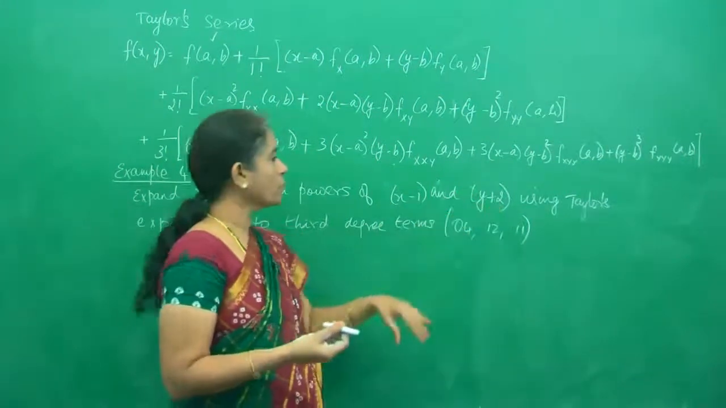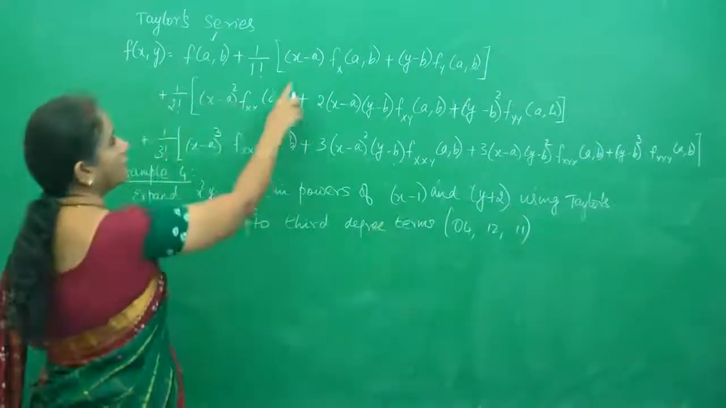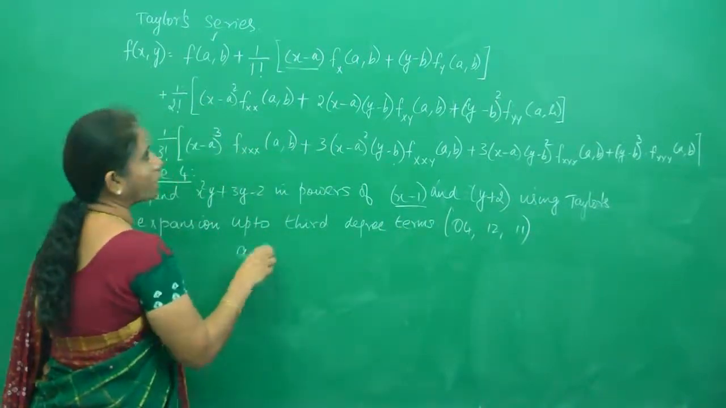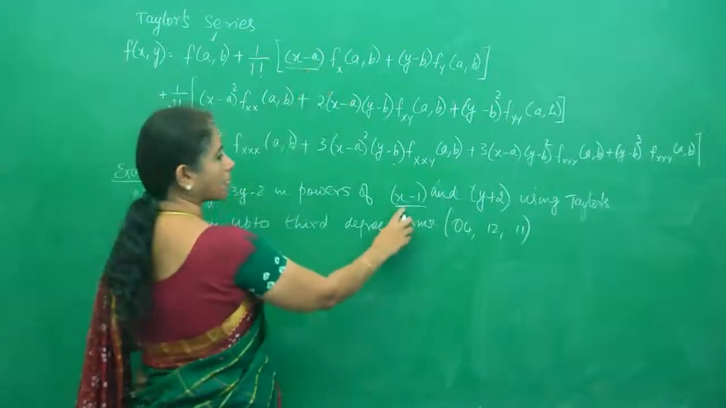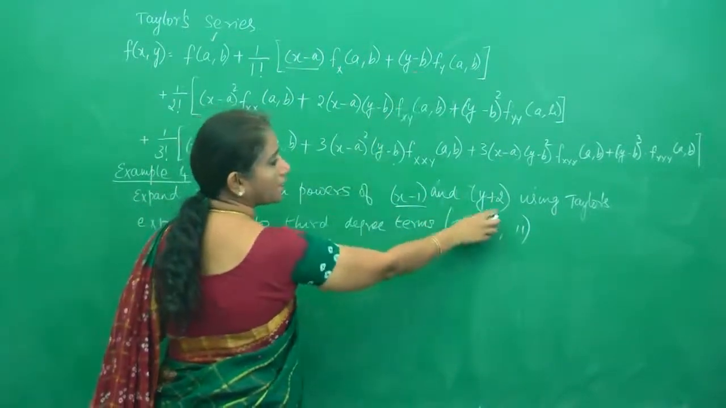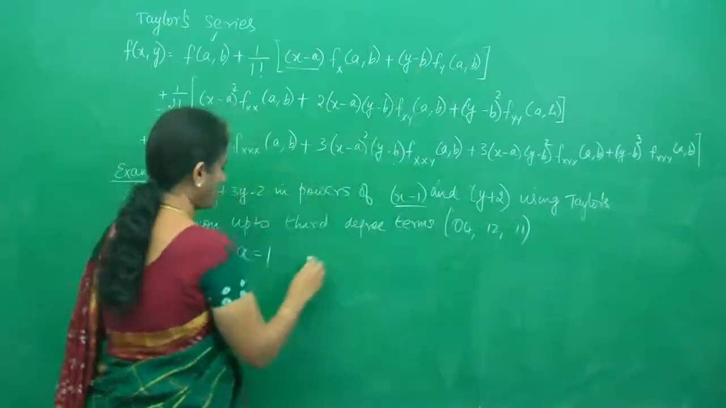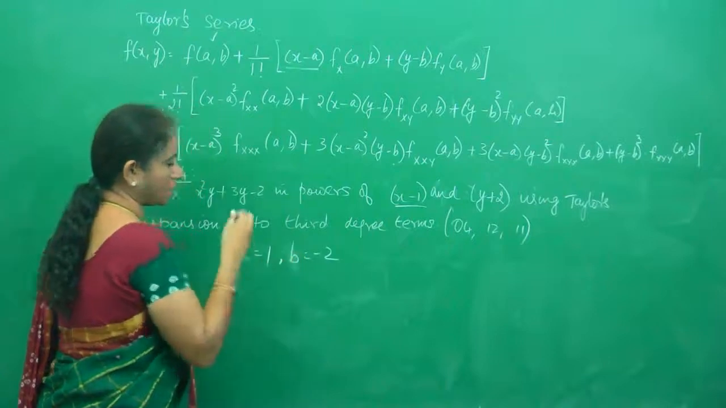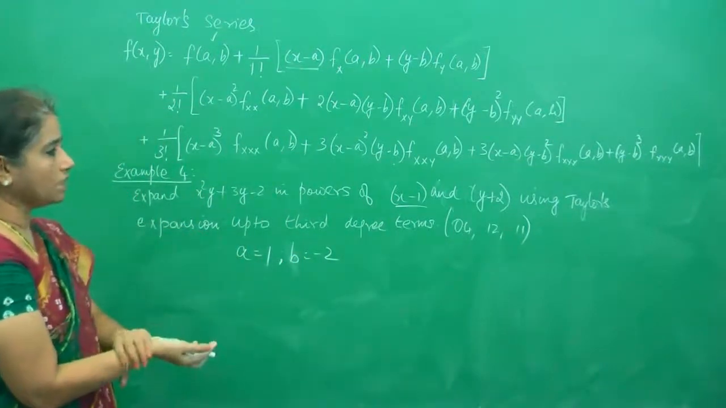y plus 2. So automatically comparing this with this, you get a is 1 because x minus a, x minus 1. So a is 1 and y minus b, compare it with y plus 2. So b becomes negative 2. So have the habit of writing b in one way. Okay, so b is negative 2.